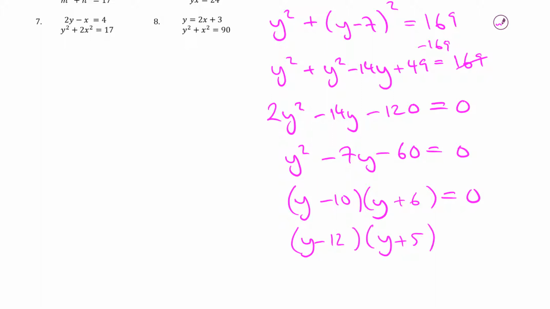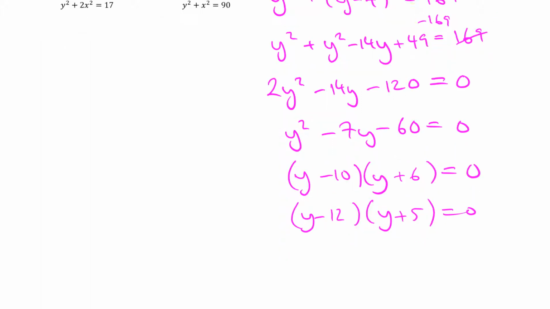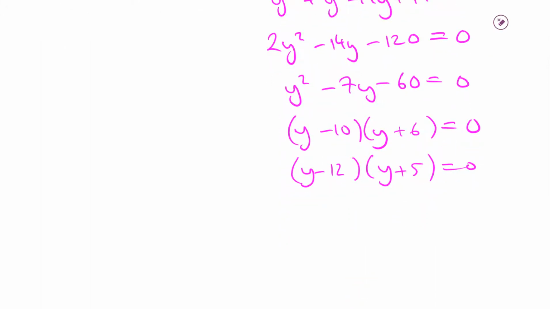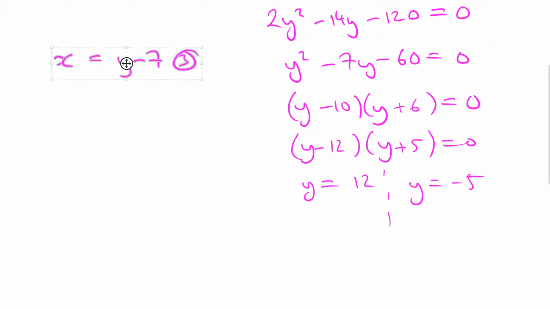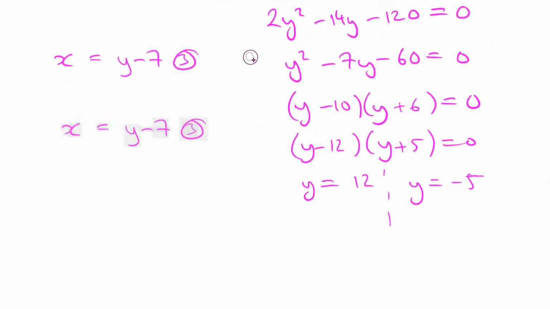And then, what do you do after that? Equals 0, so y equals 12 and the other y equals 5. And then you substitute one of them. Now we have to get x, so substitute it in. I'm going to copy it because it's so far away. Copy y equals 12 into equation 1. So you do 12 minus x equals 7.